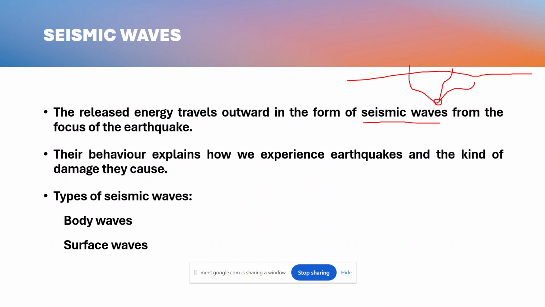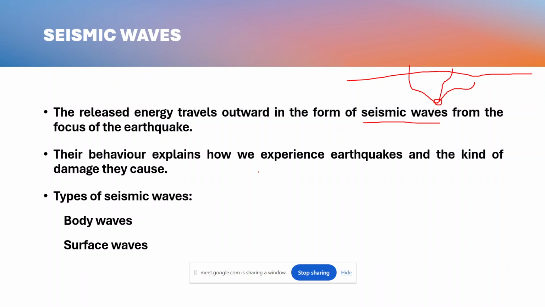Their behavior explains how we experience earthquakes and the kind of damage they cause. These seismic waves have a lot to tell. There are different types of seismic waves, which I'll explain, but what you have to understand is that each seismic wave has a story to tell. The different types of seismic waves are body waves and surface waves.